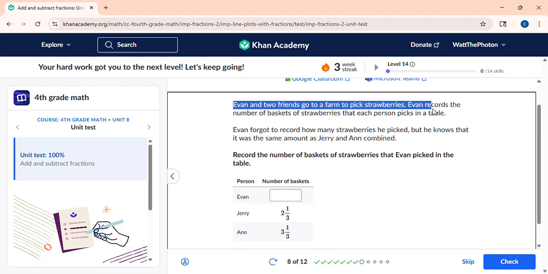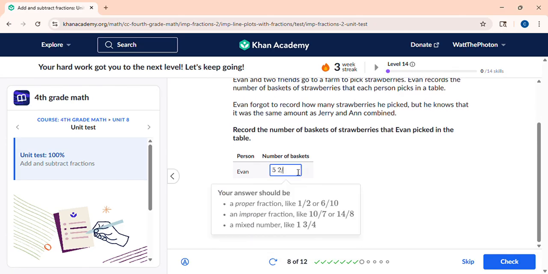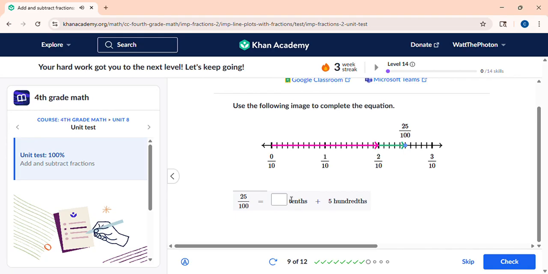So Ian and his two friends pick strawberry. He records numbers. He forgot how many more strawberries he picked, but he knows it's the same amount as they're combined. Now he put in effort. He did as many as they're combined. Maybe he's the father and those are the children. But 5 2/3. Yeah, they said they're friends though. Equal. 1/10, 2/10, 5/100.